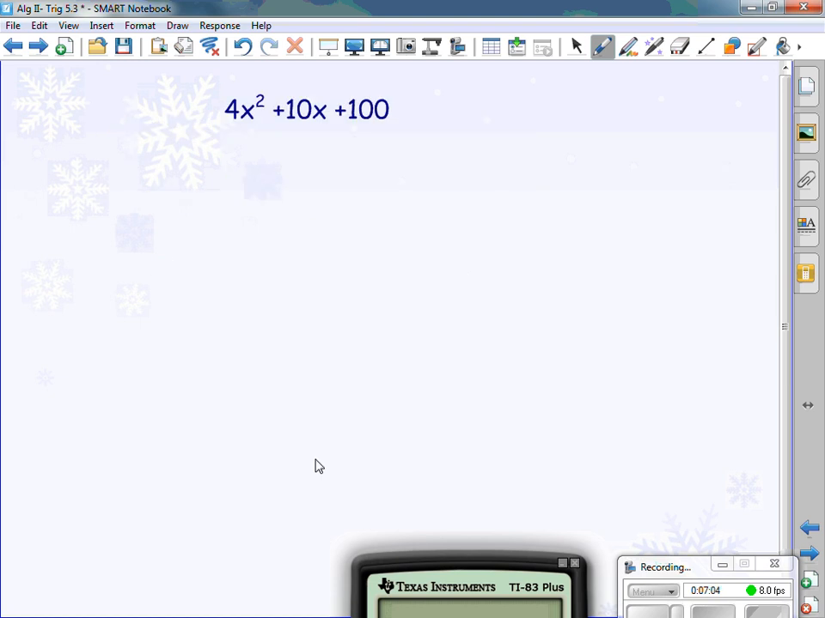Here's this problem. 4x squared plus 10x plus 100.